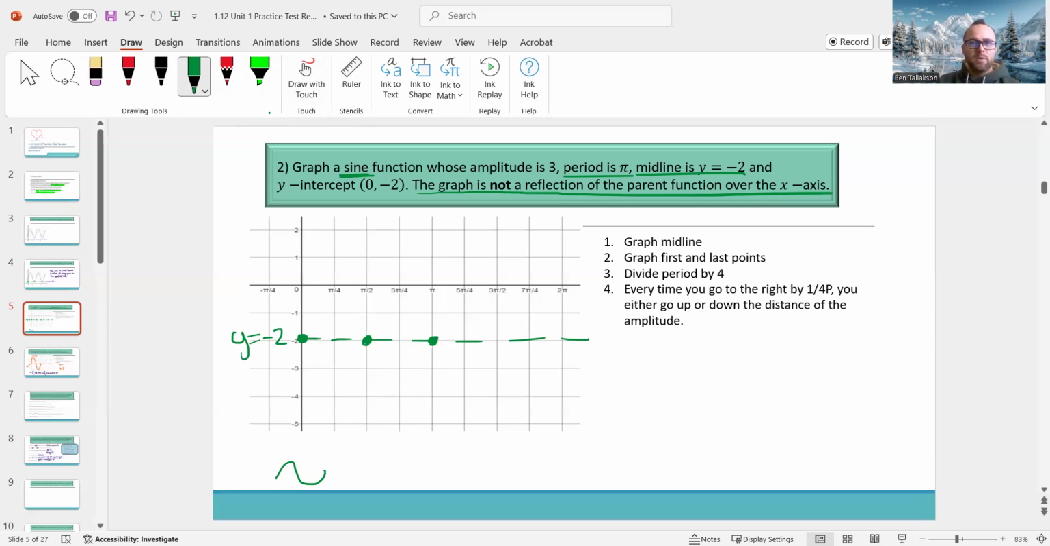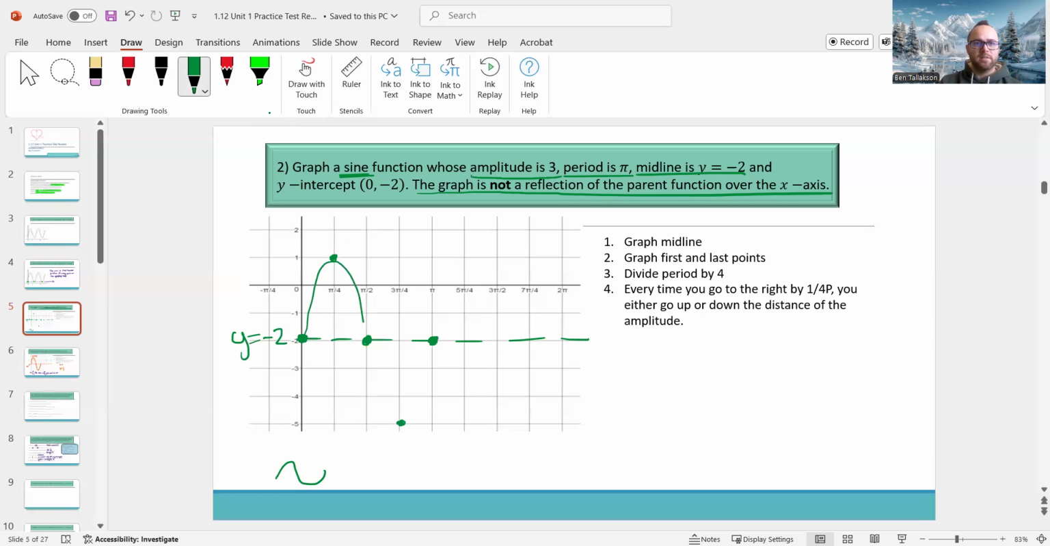So let's see what they say. They tell us amplitude is 3. So that means the distance from the midline to the max is 3, and midline to the min is 3. So every time you go over by our spacer, which we haven't found yet, and in this graph it's a little more obvious that this is just evenly spaced out, you'll go over pi over 4, up 3, over pi over 4, down 3, over pi over 4, down 3, over pi over 4, up 3. Now we can connect these dots.